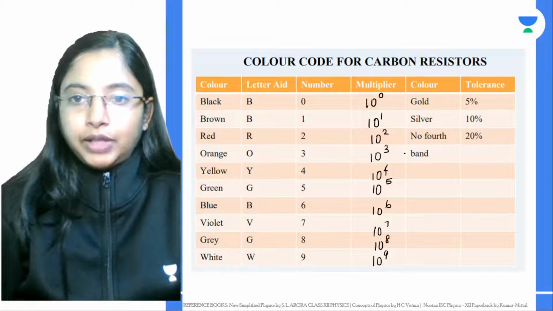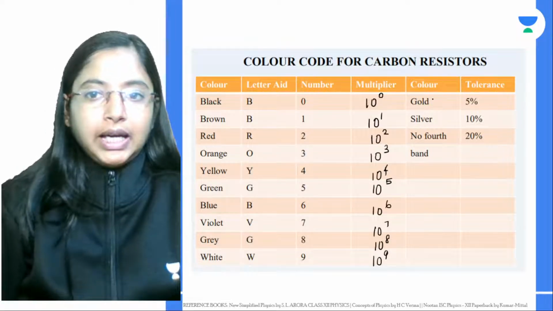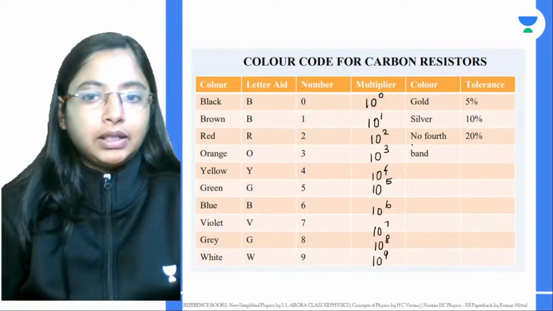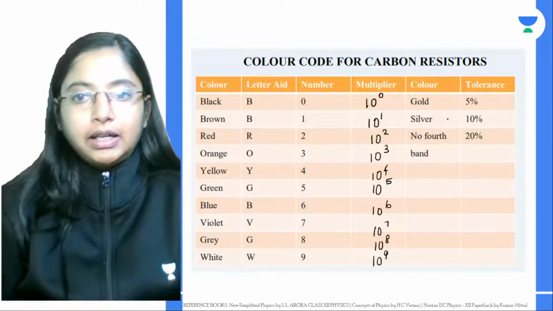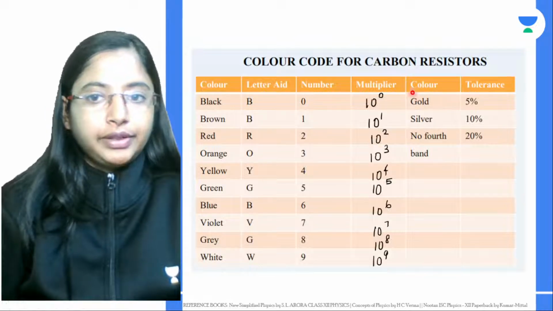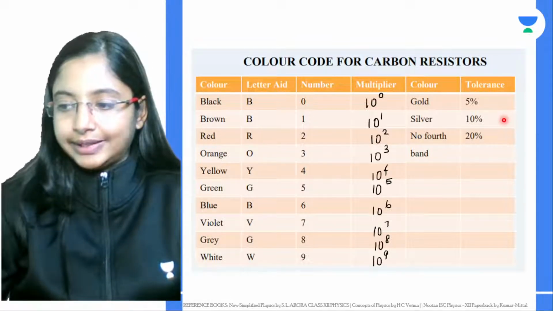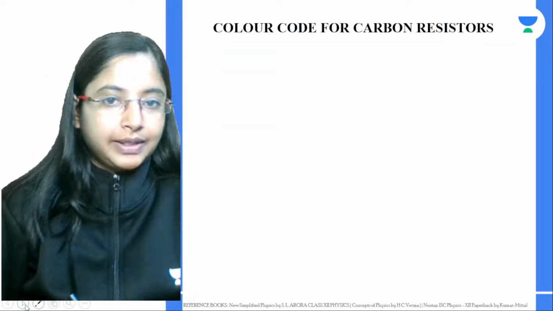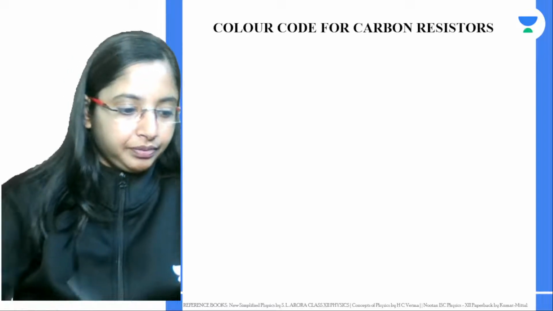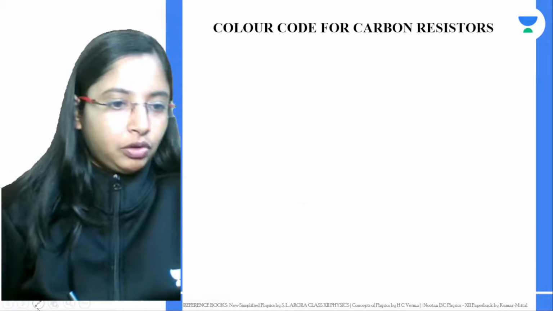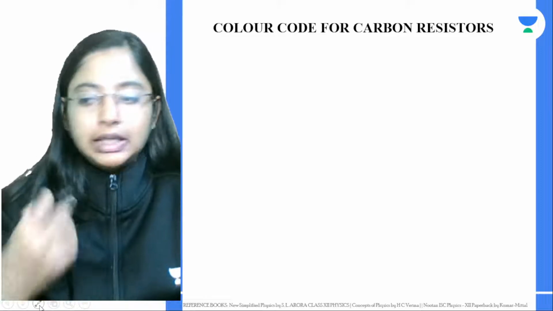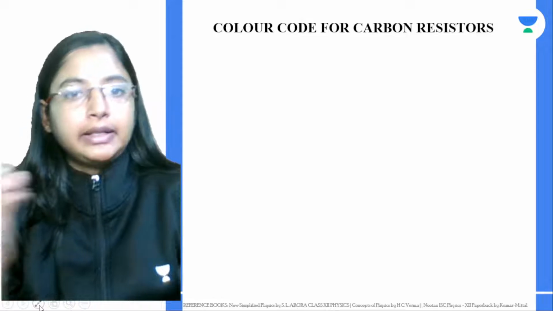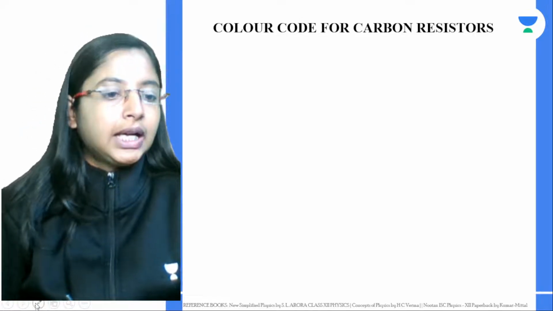Okay, and there might be 3 bands, right? And the fourth band would have this color: either it will be gold, silver, or no fourth band. Okay, now these color bands that you're seeing on the resistor normally talk about the tolerance level of a resistor. Now there are 2 systems of markings for these resistors, right? We're almost going towards the end of the class, so I'll give a quick overview in this class, and in the upcoming classes we'll look into more of the color codes of carbon resistors.